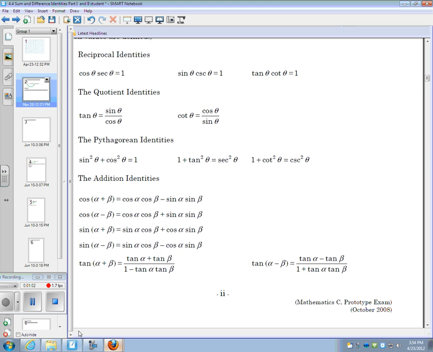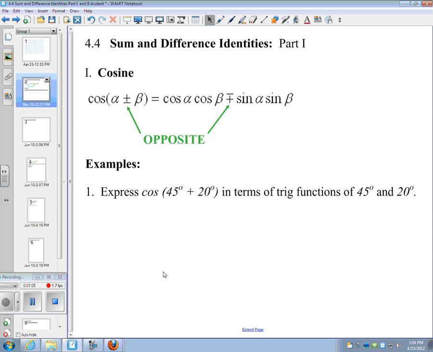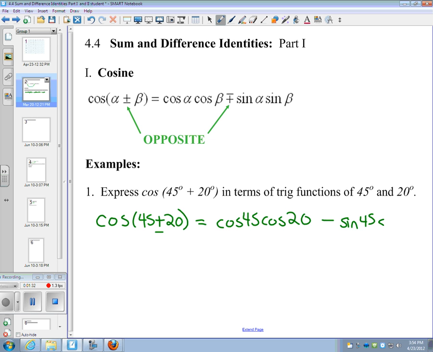So let's try a problem here. It says express cos of 45 plus 20 in terms of the trig functions of 45 and 20. So all they're saying there is they're just getting us to use this. The cos of 45 plus 20 is equal to, well, we do the cos of 45 according to the formula, cos of 20, and then we do opposite the sign we see here. So we put minus the sine of 45, sine of 20 as a product. Okay, that's all they're asking us to do here.